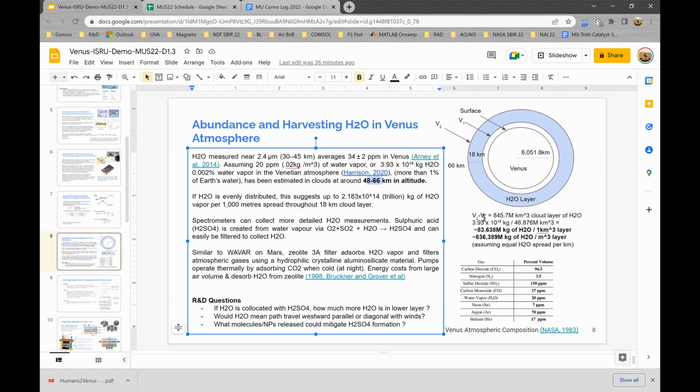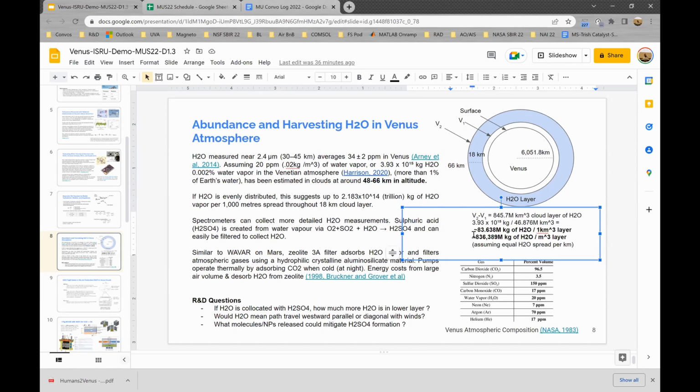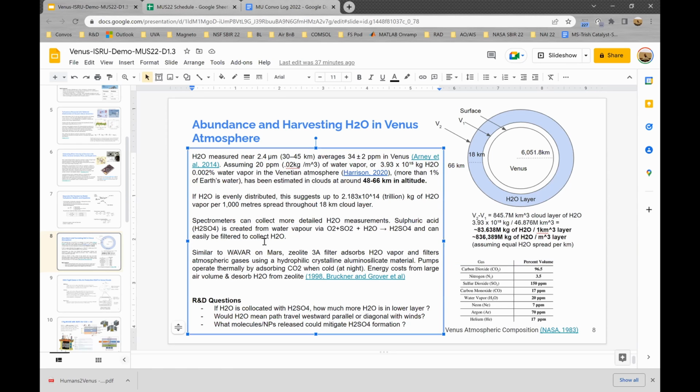And so if we calculate the volumetric difference here, I believe there's over 83.638 million kilograms of H2O per cubic kilometer. And so it's quite interesting. We can use these spectrometers to collect more detailed water measurements, and we also learned that this H2SO4 is actually created from the water vapor, and from this reaction here, O2 plus SO2 plus H2O.